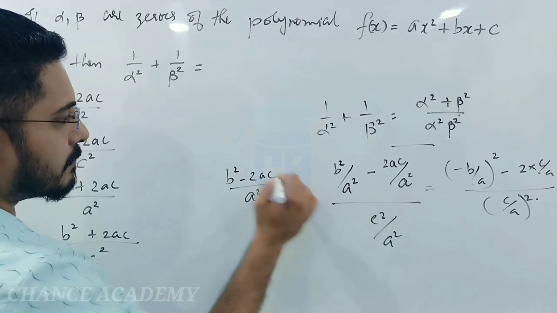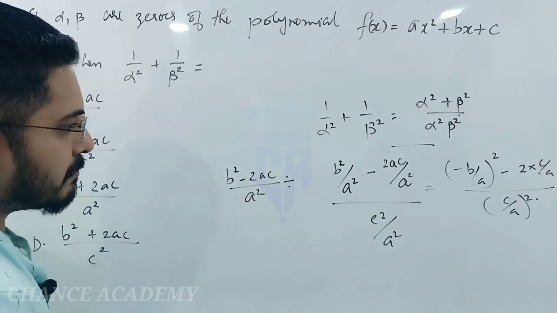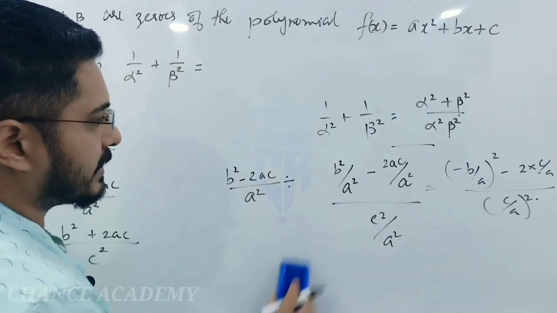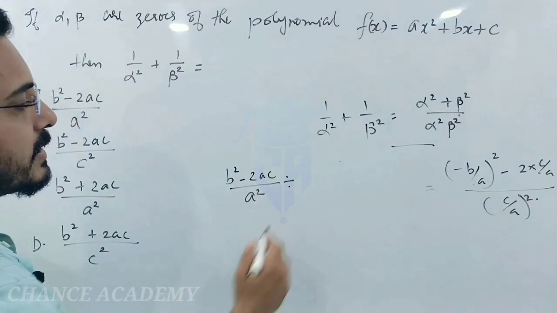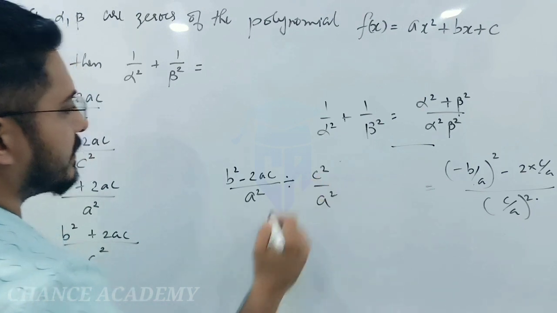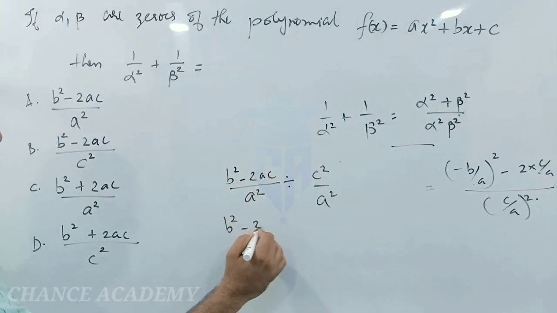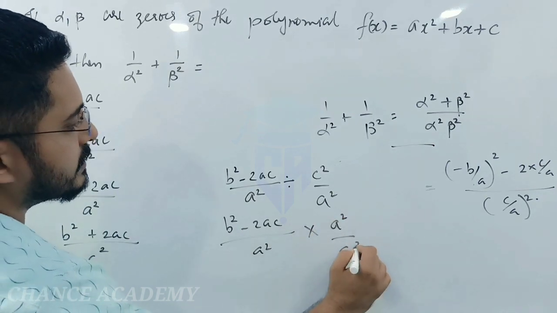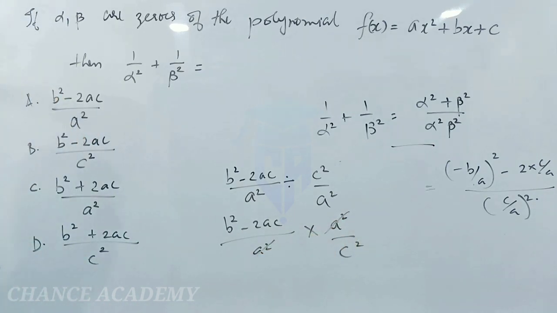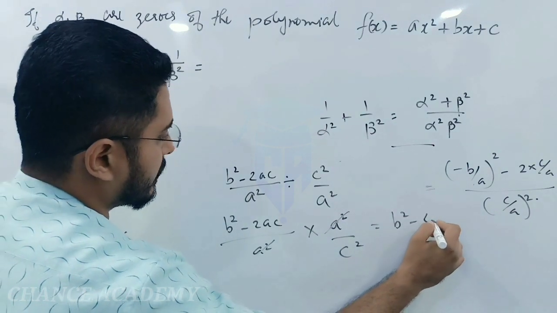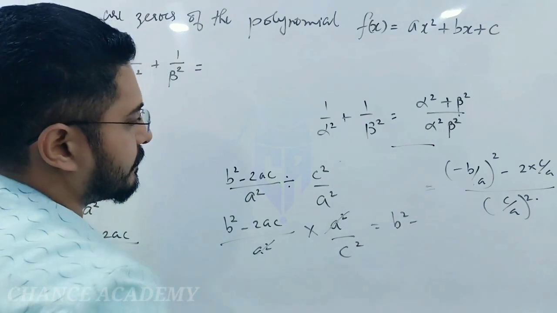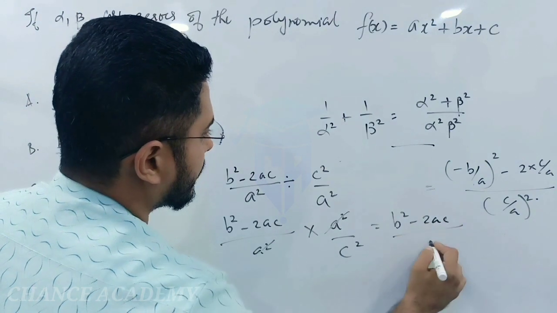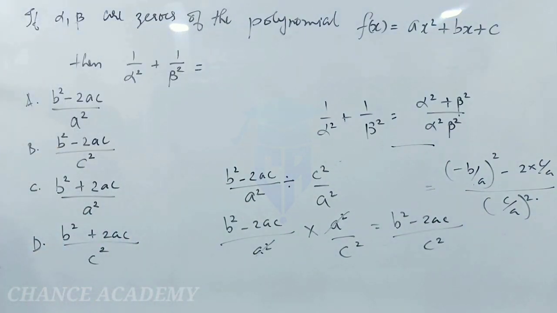This division can be replaced with this division divided by c square by a square. Again, by taking the reciprocal and multiplying, finally you will be getting the answer, a square by c square. These a squares will get cancelled, and finally you will be getting b square minus 2ac divided by c square. And you have one option in that. That's option B, b square minus 2ac divided by c square. So option B is your answer.